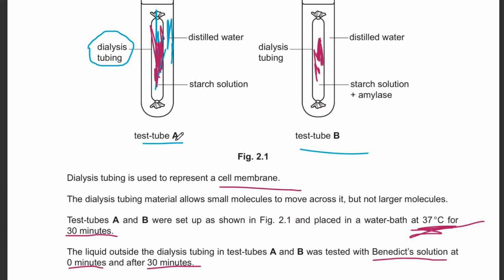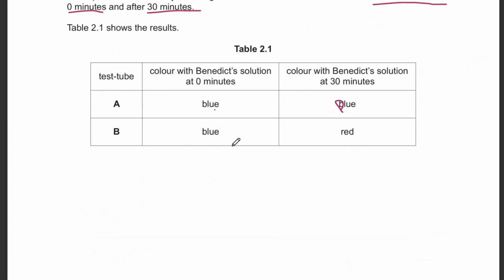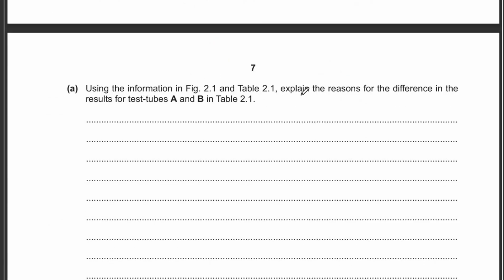So in test tube B, it was blue at the beginning and it turned red at the end of the investigation. So using the information from table 2.1, explain the reasons for the difference in the result for test tubes A and B. We have discussed the reasons that Benedict's in A will remain blue and there will be no color change. Why is that? Because there is no maltose, or there is no breakdown of starch.